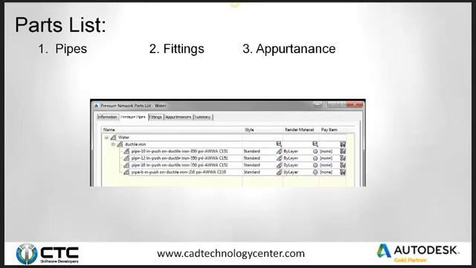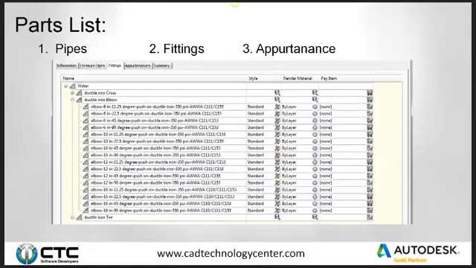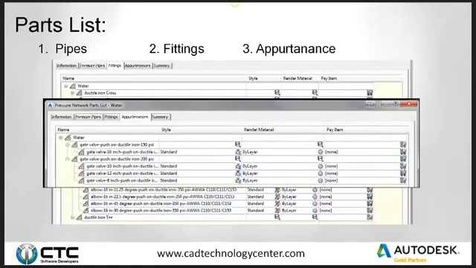The next tab is the fittings, and typically the fittings are going to consist of crosses, so an actual 4-way intersection, elbows, and then T's. And then again, we have the style, rendering material, and pay items. And finally, the last one is appurtenances. Appurtenances right now currently only have gate valves, whether rated at 150 psi or 200 psi.